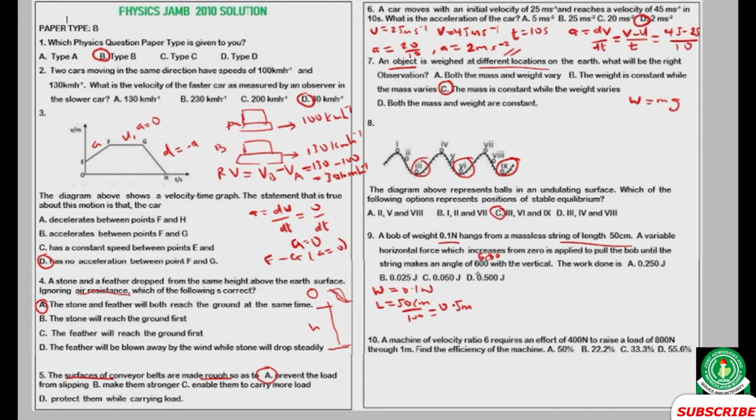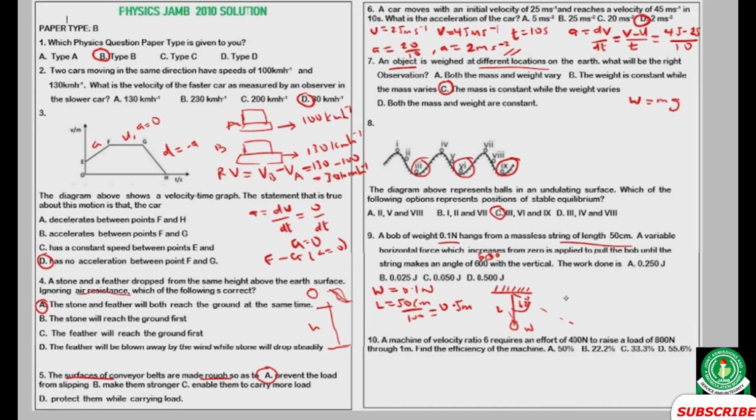Now the string makes an angle of 60 degrees when displaced by a force. That is, a variable horizontal force which increases from 0 is applied to pull the bulb until the string makes an angle of 60 degrees. For instance, if you have a pendulum bulb attached to a retort stand, initially it is in this position of rest. The weight of this is 0.1 Newton and the length here is 0.5 meter. Now, after the displacement, we are told that this makes an angle of 60 degrees.